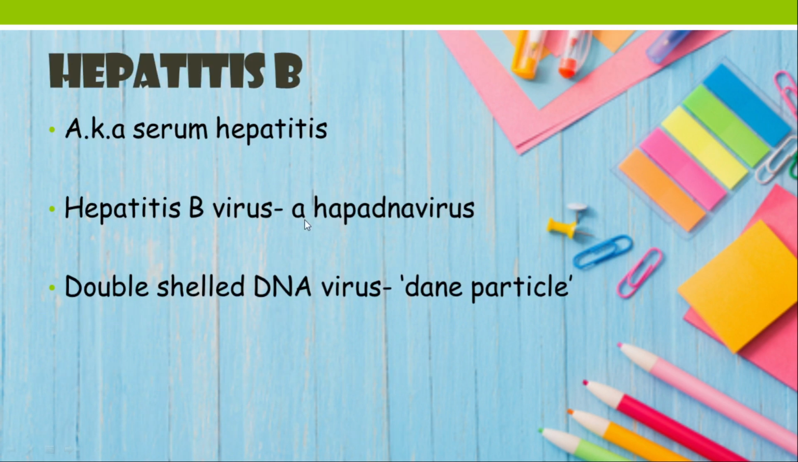A few important points regarding hepatitis B. It is also called serum hepatitis, and I already told that hepatitis B virus is a HepaDNA virus. Here it is made up of double-shelled DNA, which is called the Dane particle. This is one of the important MCQs. Try to remember it. So it is serum hepatitis and a DNA virus, and it is also called the Dane particle.